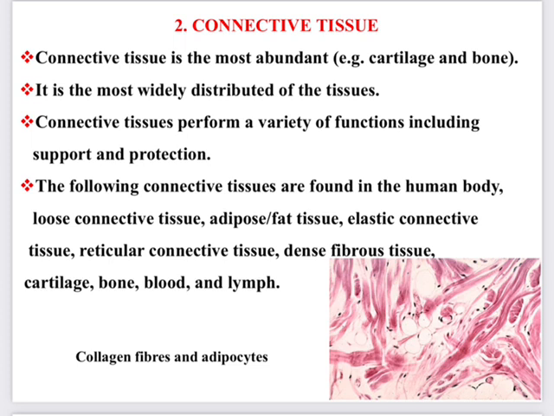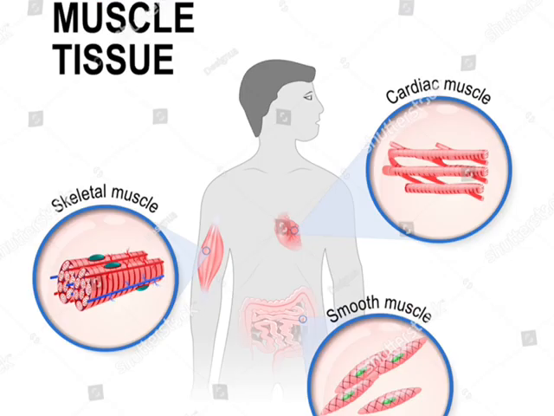Here are the features of connective tissues. They are the most abundant and most widely distributed tissues, made up of bones, blood, cartilage, fibrous tissues, etc. They are found almost everywhere, and their major function is support and protection.